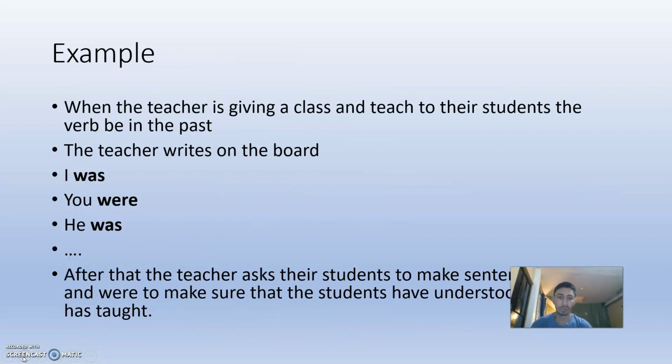I'm going to give you an example. When a teacher is given a class and teaches their students the verb to be in the past, the teacher writes on the board: I was, you were, he was, she was, it was, we were, you were, they were. After that, the teacher asks their students to make sentences with was and were to make sure that the students have understood what was taught.